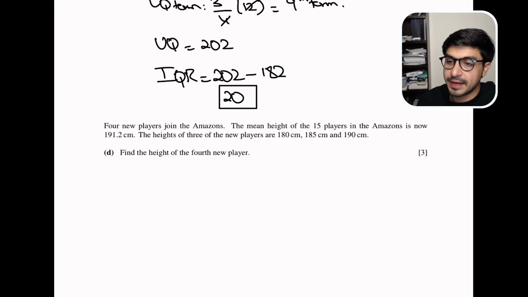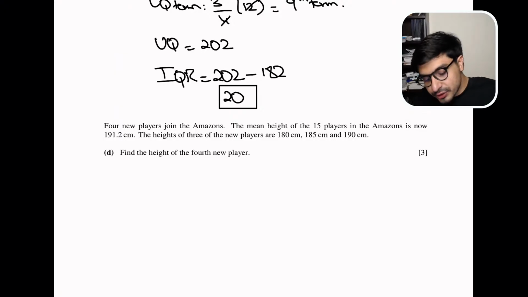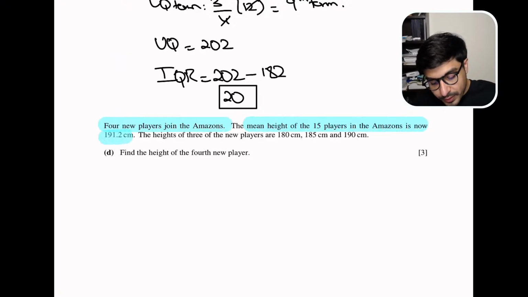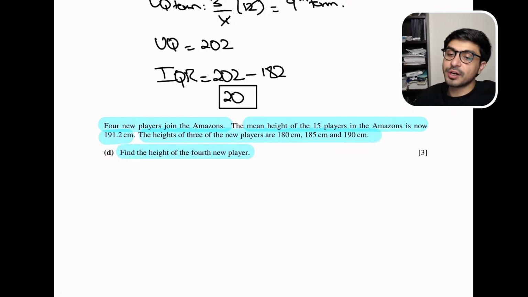Let's move on and look at the next thing. Now they're saying 4 new players join the Amazon, right? So there are 4 players that have joined the Amazon recently. The mean height of the 15 players of the Amazon is now 191.2. The height of 3 players, जो 3 players जो नए आए थे, हालांकि आए 4 थे, उनमें से 3 की जो height है वो ये है. We need to find out the height of the 4th player, right guys?